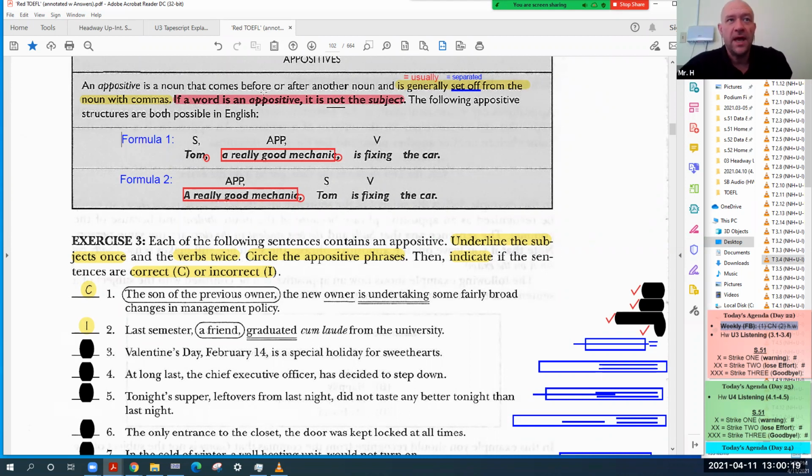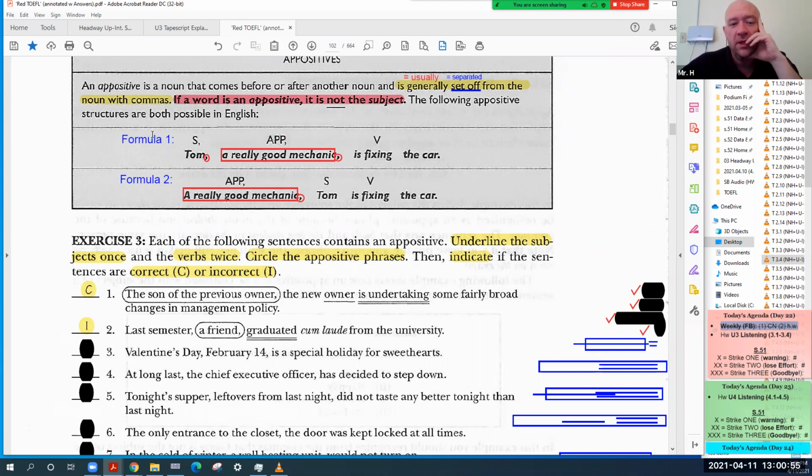You understand? Okay. Can you read this, please, Hamza? If a word is an appositive, it's not the subject. What does that mean? That means this is never the subject. The appositive is not the same thing. You can switch the position, but then it is not the same thing in this example.